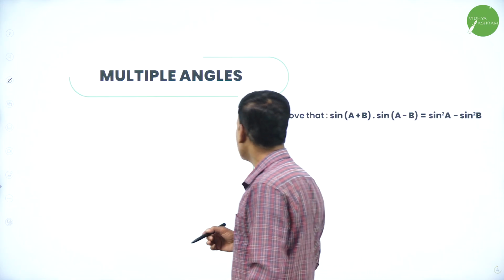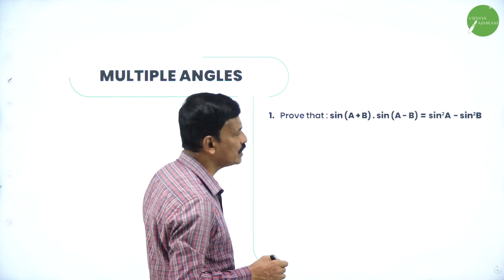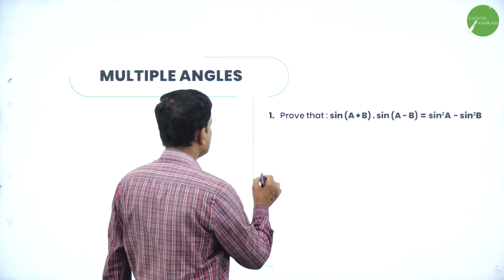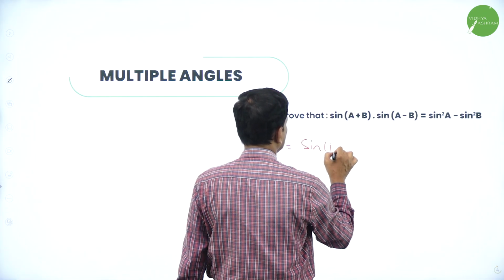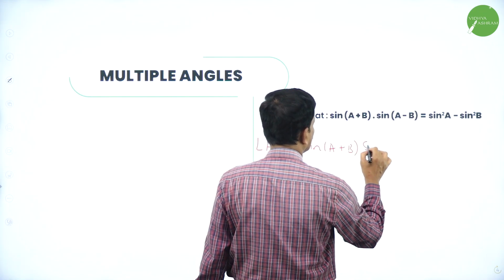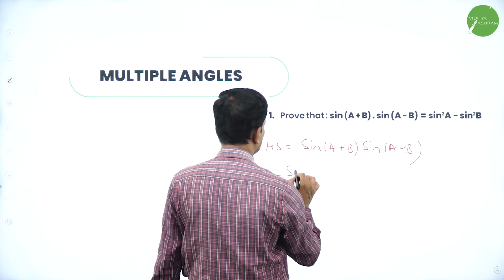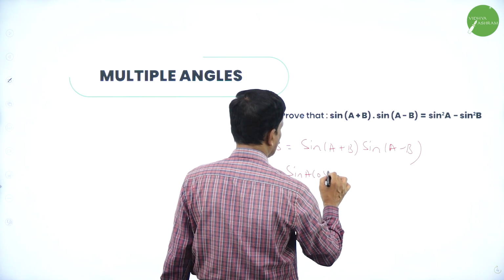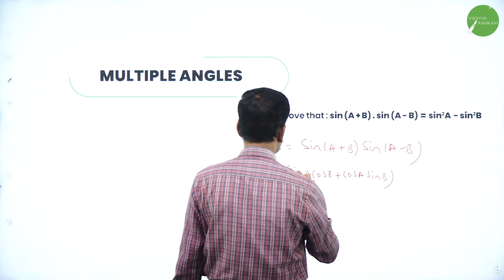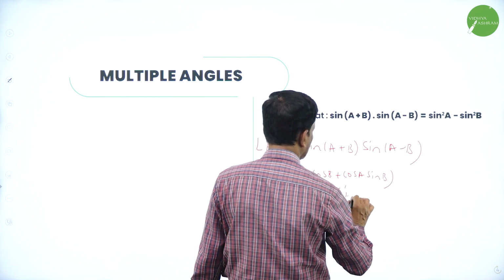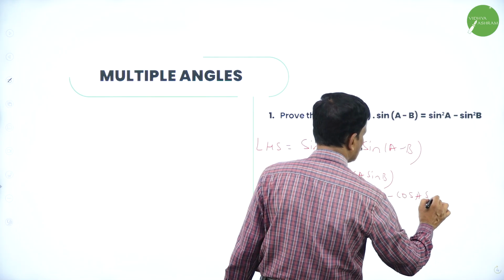Now move on to the first problem. Prove that sin(A plus B) into sin(A minus B) is also equal to sin square A minus sin square B. Now let us take LHS. What is LHS? Sin of (A plus B) into sin of (A minus B). Now this is equal to sin(A plus B). You know, sin(A plus B) is equal to sin A cos B plus cos A sin B into, what is sin(A minus B)? Sin(A minus B) is equal to sin A cos B minus cos A into sin B.